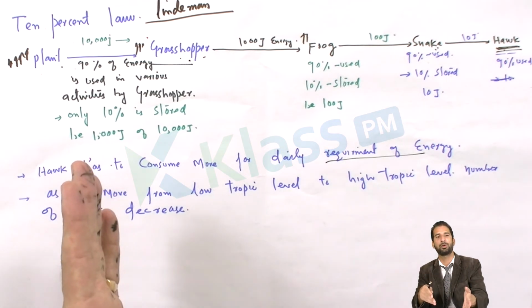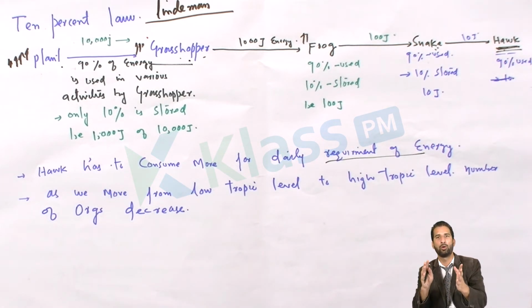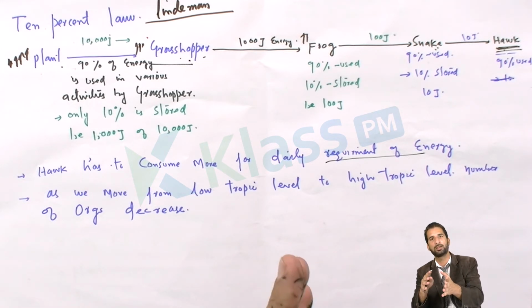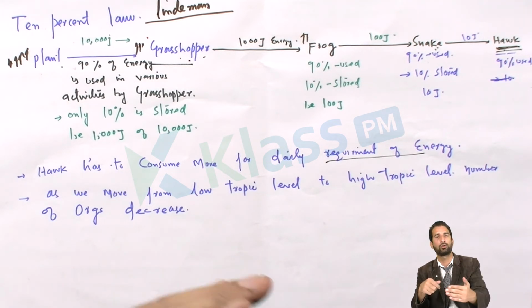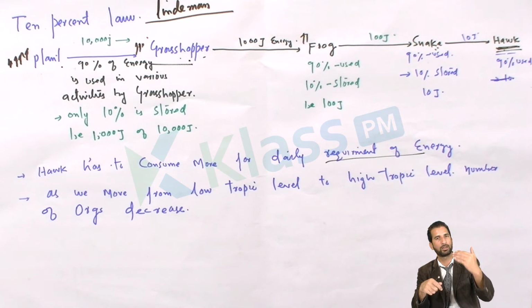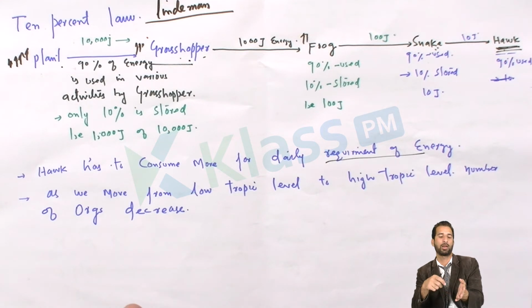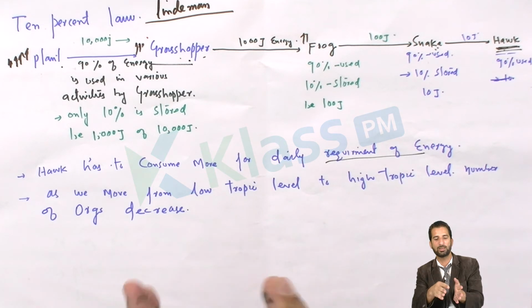So with the help of this example, it is now explained, and I hope this is very clear to you, how the amount of energy decreases at successive trophic levels. Why energy decreases at successive trophic levels: because most of the energy is either dissipated as heat or utilized by that living organism to carry out its body needs as far as energy is concerned. So this is about the 10% law and how energy flow occurs in the environment.